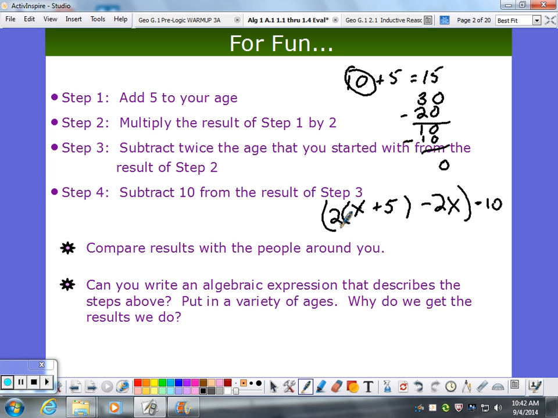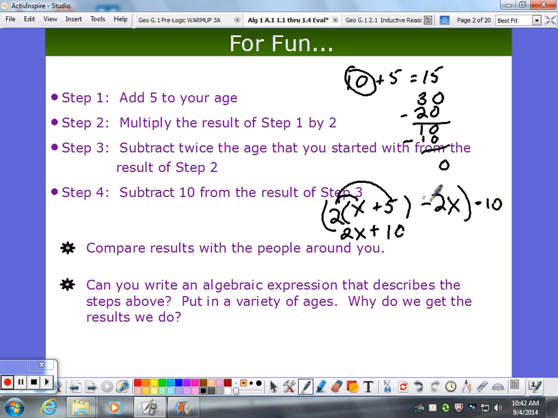Do you remember how to do that? You have to remember. All right, what are you doing? What is this called? Distributive property. So you say 2 times x plus 2 times 5.